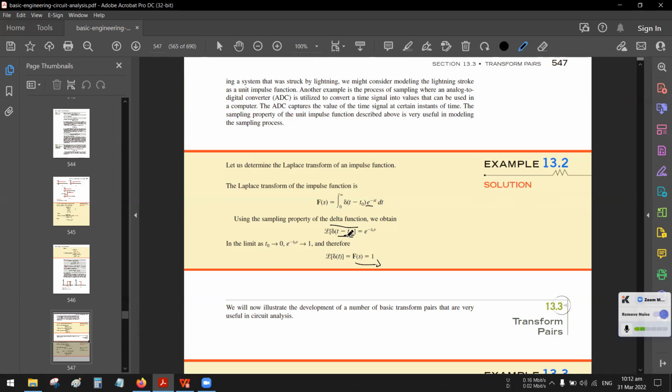Ito siya. So yung t minus t sub 0, this is just equivalent to e raised to negative t sub 0 s. So this is with the use of sampling property of delta function. So review niyo yung circuits 1 ninyo for this case. And this is equivalent to 1. And therefore your Laplace transform of a unit impulse, or that is your delta function of time, is equal to 1. Okay, so ito yung complex frequency domain mo.